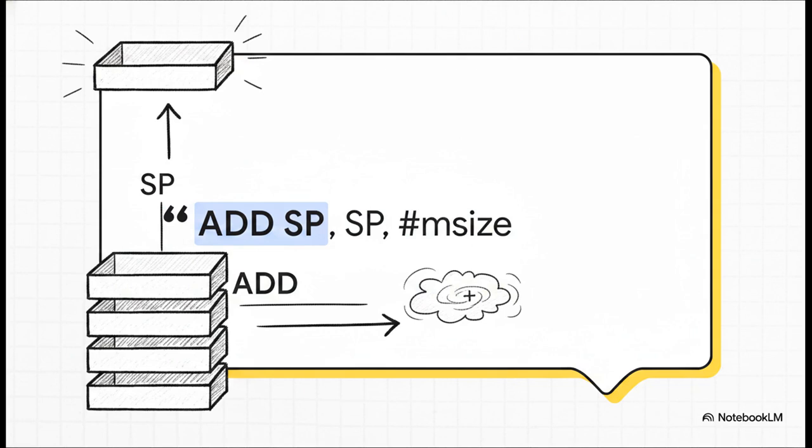The computer uses this little bookmark. It's called the stack pointer, or SP, just to keep track of the top of our stack of trays. This command here, add_sp, is literally the machine making room for a new tray. It's pushing that bookmark up to reserve a new workspace for the function that's about to run.